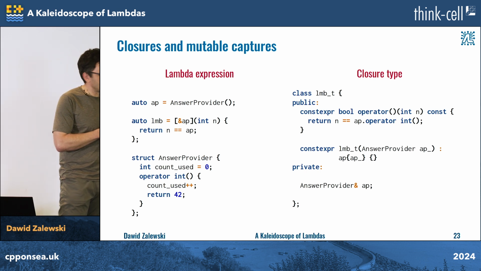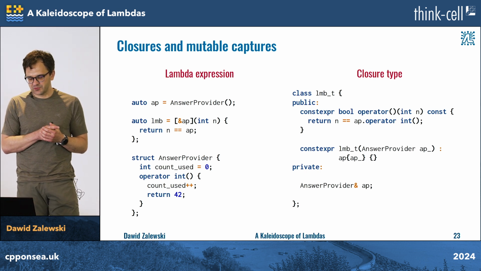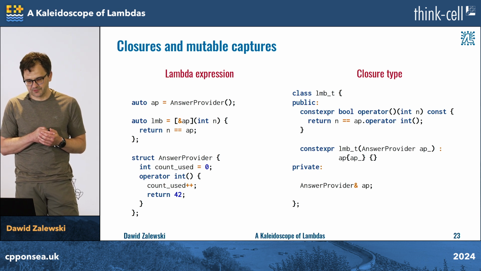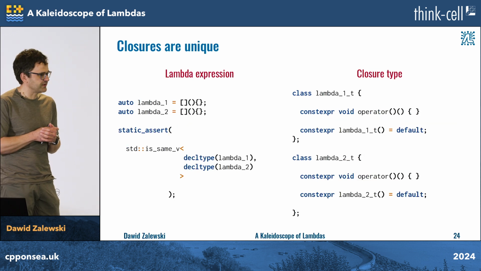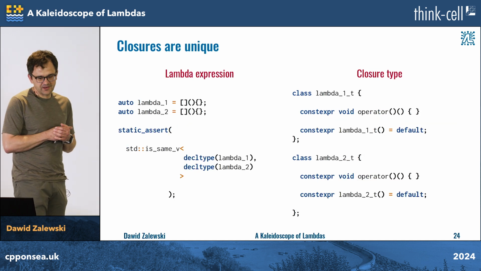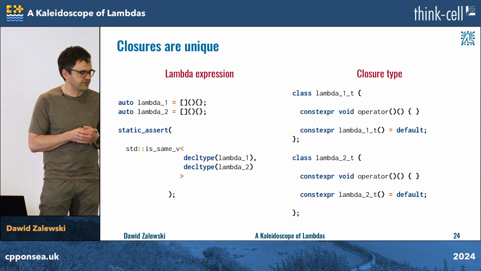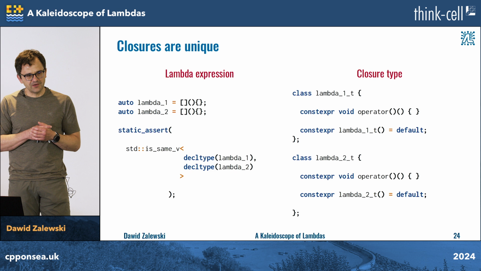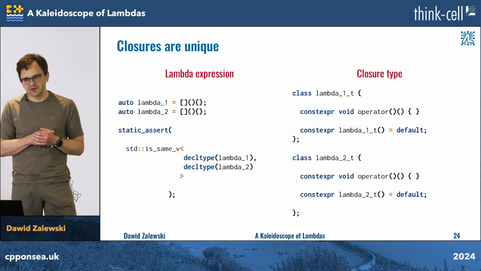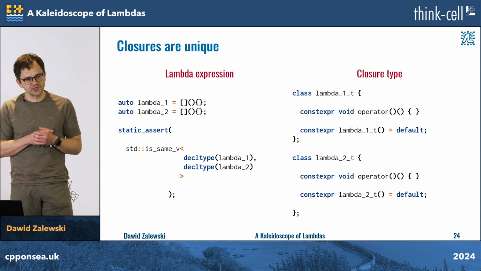There is one more ugly side to lambdas, and people have been burned by it thousands of times. And this is that two lambdas are never the same. Even if they look the same, even if they're syntactically the same, they are different objects. Every single lambda expression that you write gives rise to a different closure object.